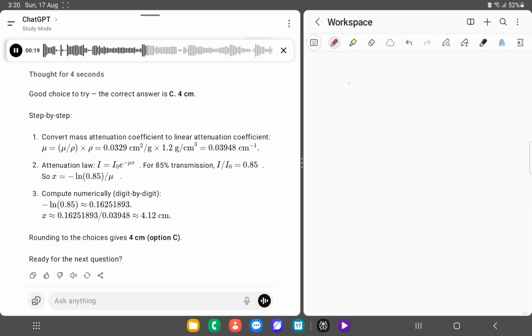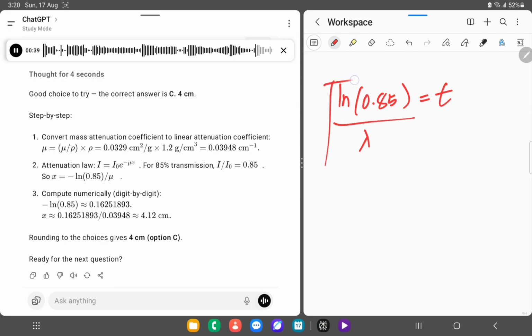2. Attenuation law, I over I0 equals e to the minus mu x, where 85% is the transmission, so x equals negative ln 0.85 over mu. 3. Compute numerically. Ln 0.85 is approximately negative 0.1625, so x equals 0.1625 over 0.0395, approximately 4.12 centimeters. Rounding to the choices gives 4 centimeters, option C. Question?